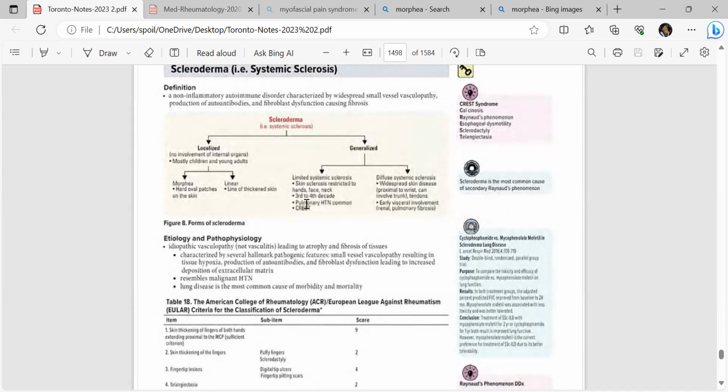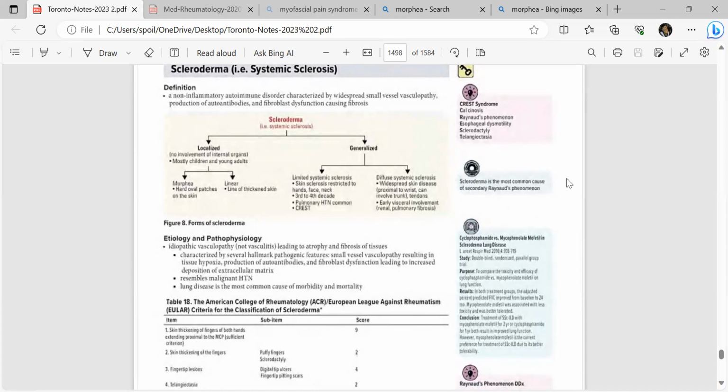It occurs in the third to fourth decade. Pulmonary hypertension is common, and then the CREST syndrome. CREST is in limited systemic sclerosis, and the generalized one, diffuse systemic sclerosis, has widespread skin disease proximal to the wrist. It can involve the trunk and tendons, with early visceral involvement, renal and pulmonary, and pulmonary fibrosis. Scleroderma is the most common cause of secondary Raynaud phenomenon.